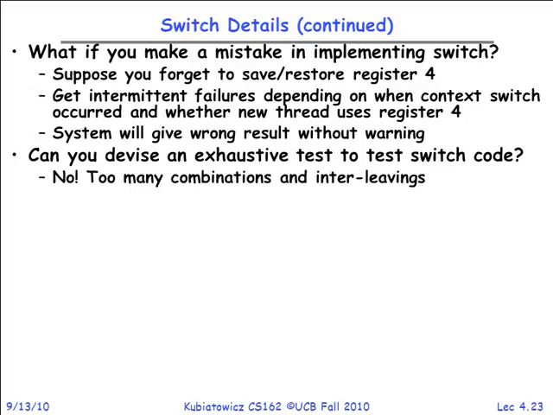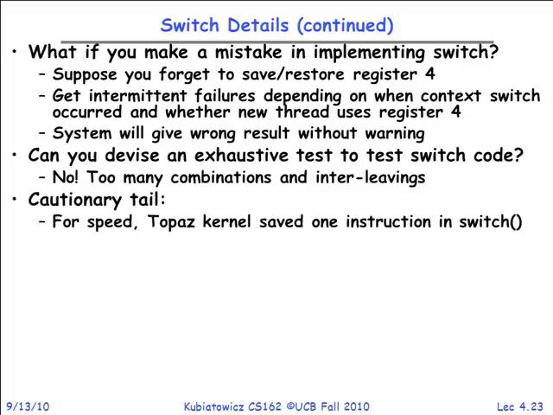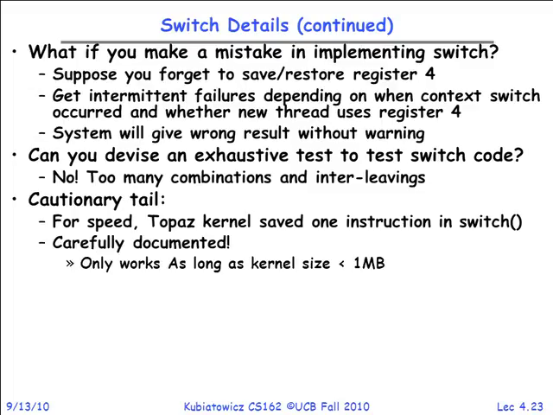Here's a cautionary tale that's kind of amusing. There was a kernel developed by Digital Equipment Corporation called Topaz, and the people writing the kernel thought they were being really clever because in the switch code, they saved one instruction, assuming that the kernel never got bigger than a megabyte. You have to go back in time a little, because I know you guys don't believe anything can be smaller than a gigabyte. But as long as the kernel was less than a megabyte, they could save this one instruction and all would be well. They documented it. What happened, do you think?